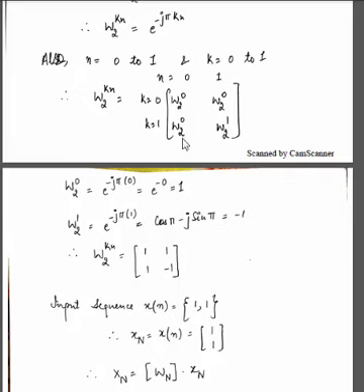Second is twiddle factor 1. Twiddle factor 1 means e raised to power minus j pi into 1. That means it becomes e raised to power minus j pi, which is equal to cos pi minus j sin pi. And we know cos pi is minus 1 and sin pi is 0. That means it becomes minus 1. So we have the twiddle factor for 2-point DFT in matrix form as 1, 1, 1, minus 1. Also we have the input sequence x of n, that is 1, 1. In matrix form it becomes x sub n equal to 1, 1.